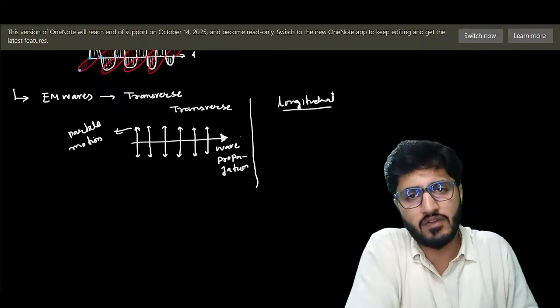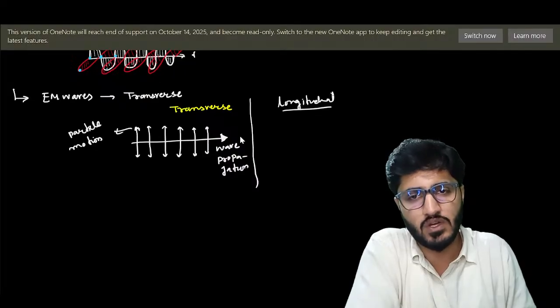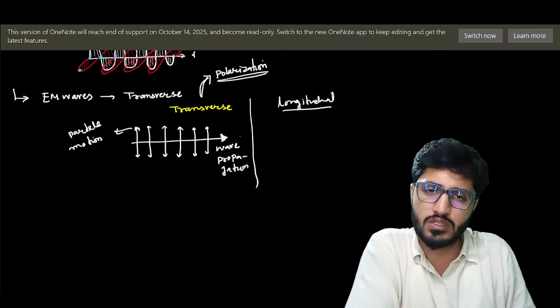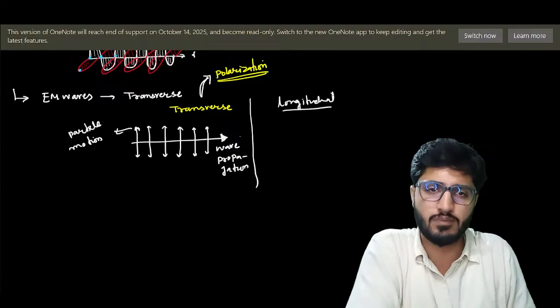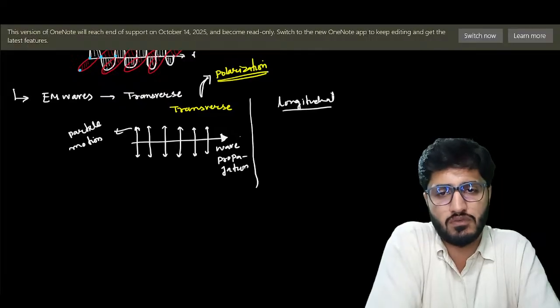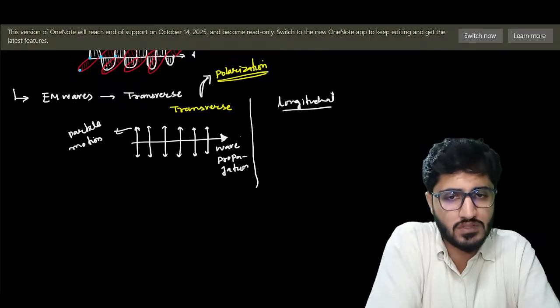Whenever we are having a transverse wave, there is a property known as polarization. Polarization is a topic in our optics. So here I won't discuss what polarization means, but I will give you a little hint: transverse waves do follow polarization, but longitudinal waves don't.